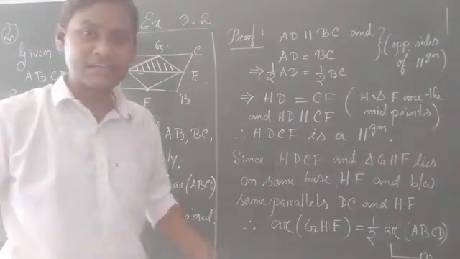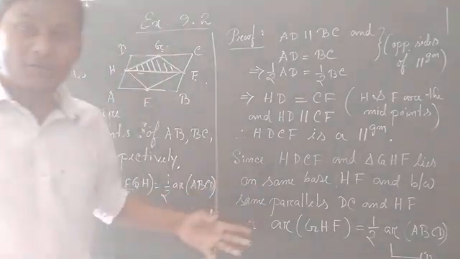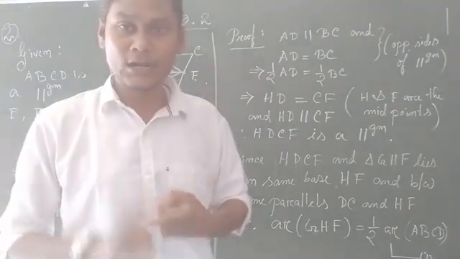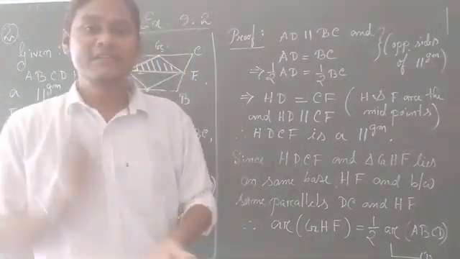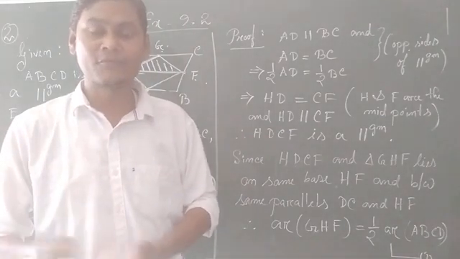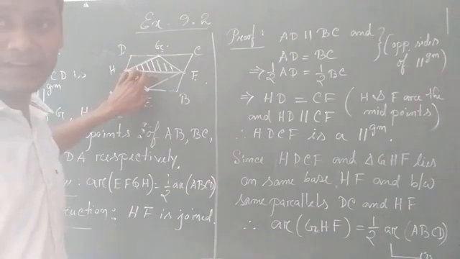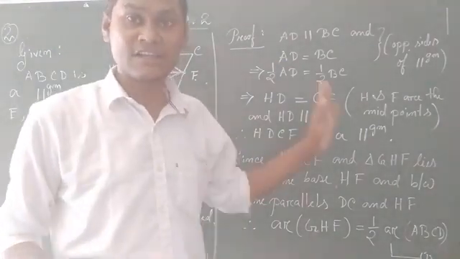Why have I written that the area of the triangle is half of the area of the parallelogram? Because if a parallelogram and a triangle lie on the same base and between the same parallels, then the area of the triangle is half of the area of the parallelogram. In this case, this is the same base and these are the two parallels where the triangle and the parallelogram lie. That's why I have written like this.